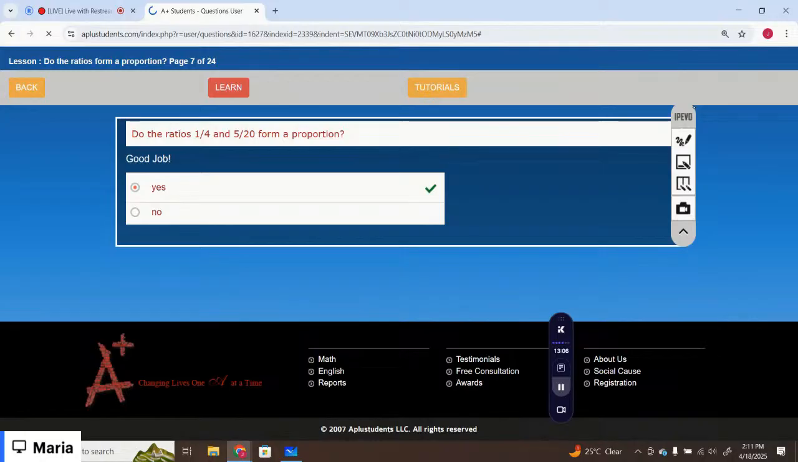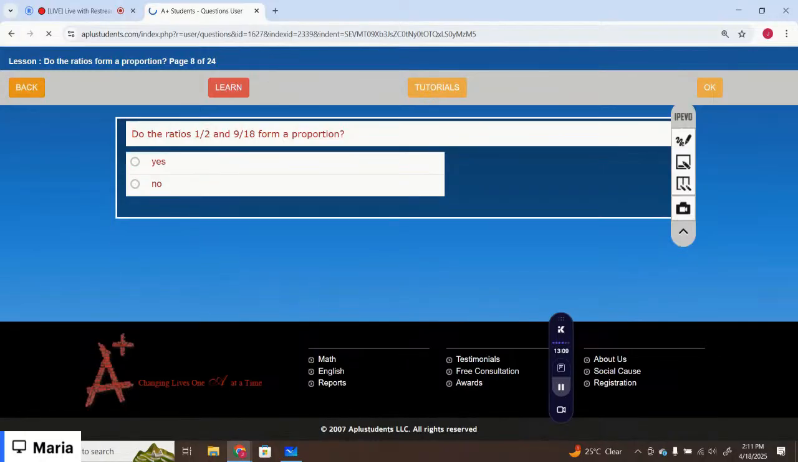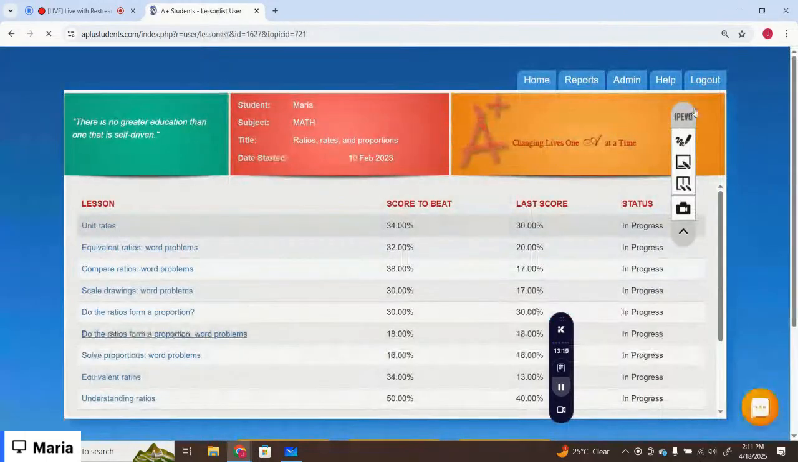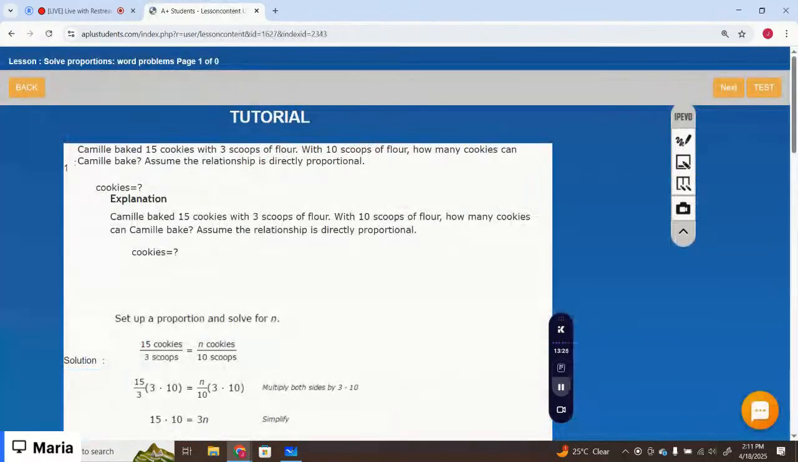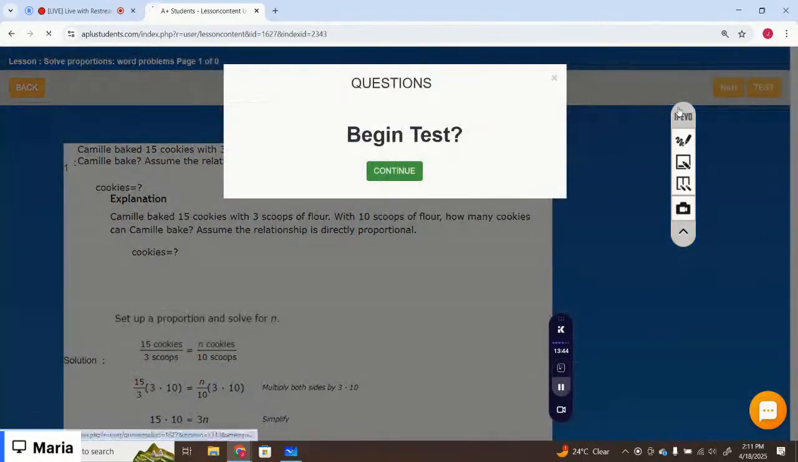Okay, you can complete the lesson by yourself later today. Let's just move to the next lesson. The next lesson is short proportions word problems. Let's just start with the test questions.